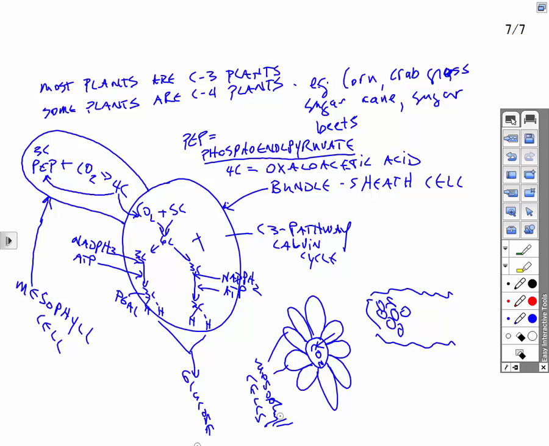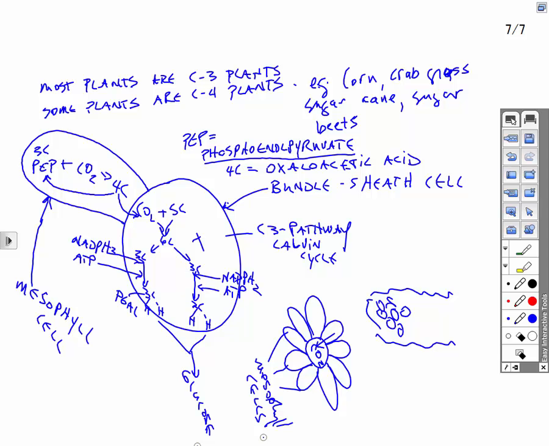So all of those are mesophyll cells, and they're pumping carbon dioxide into that cell where you're doing the C3 path. That's the only difference. It's called a C4 plant. They can grow, grow, grow. Fast-growing plants. And, you know, that's kind of the new kid on the block.